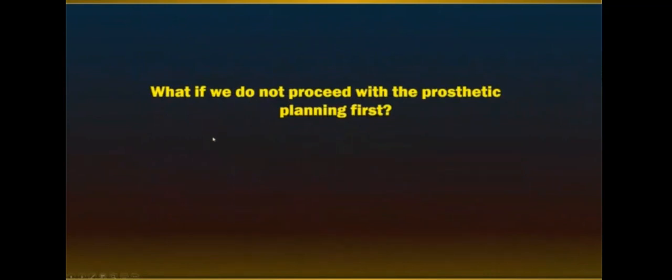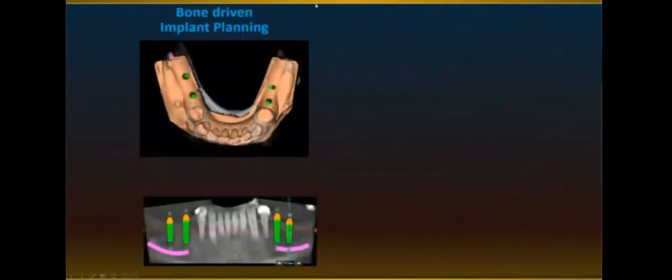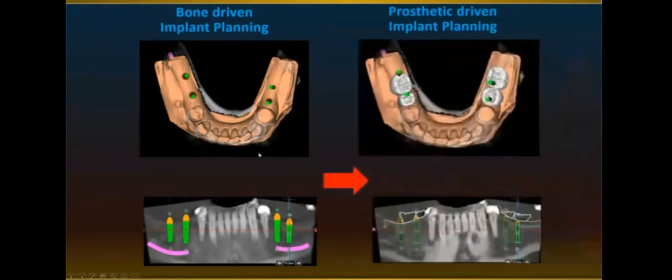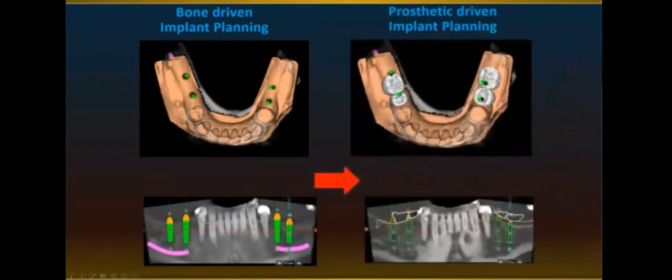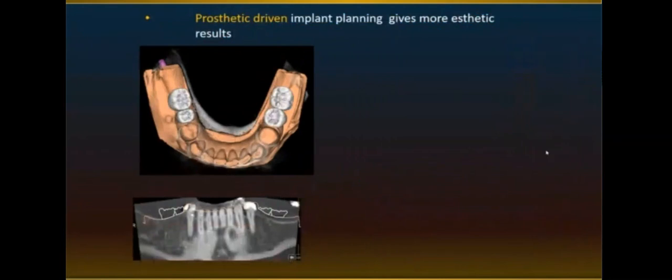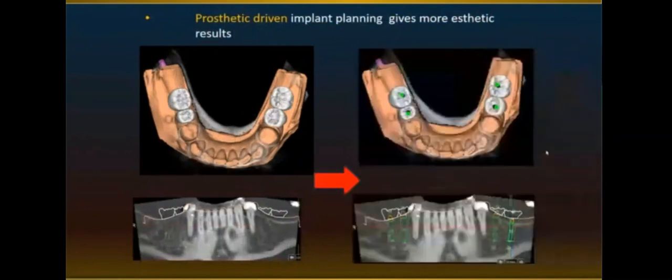So what if we make the planning based on the bone only? Here, for example, I have the CT scan, and I don't have a wax up. I just decided for myself to put the implants in this position. I find the bone here is good, so I decided to place the implants in this manner. What we can see here is the implants are totally outside the restoration, and this will make a huge problem for us in the future on making the restoration. So here is the prosthetic-driven versus the bone-driven restoration.